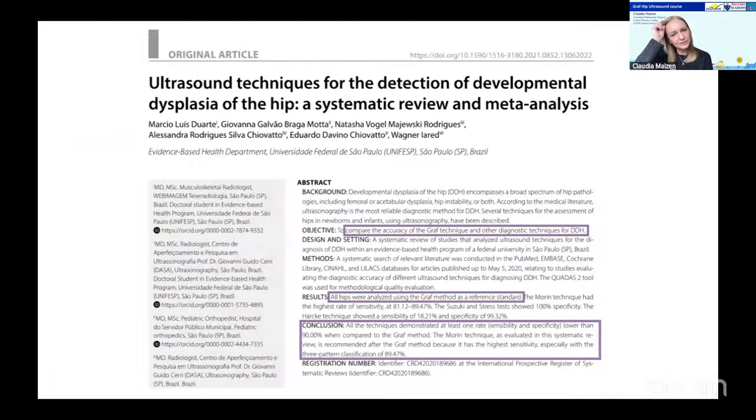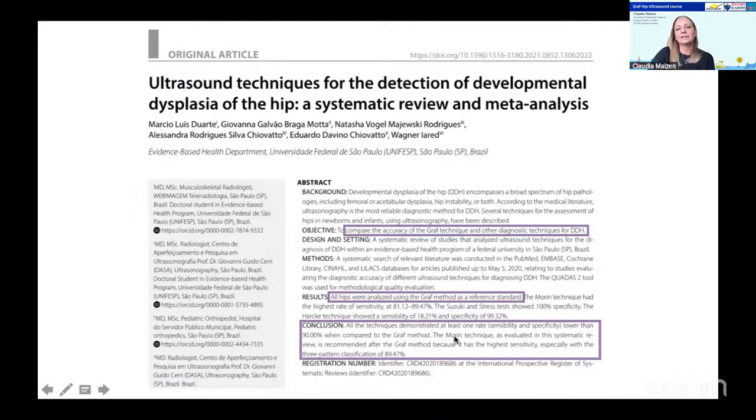In addition to our literature review, there's also been a meta-analysis published in 2022 that compared Graf versus other methods. So they used all the methods that are available and used, not just the main methods. Their conclusion was that all the techniques demonstrated at least one rate, in sensitivity and specificity, lower than the Graf method.